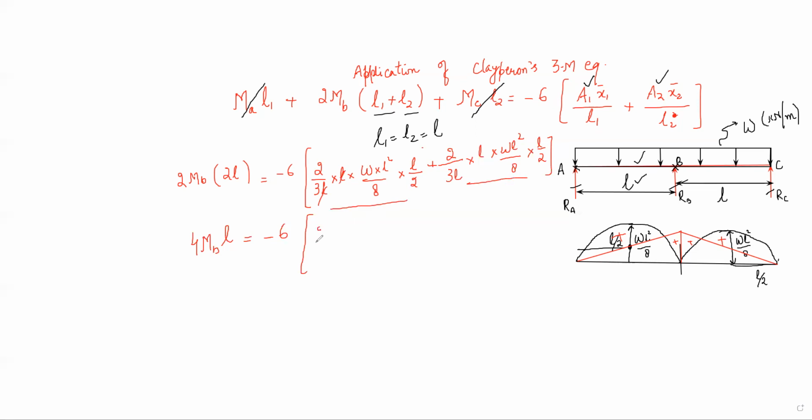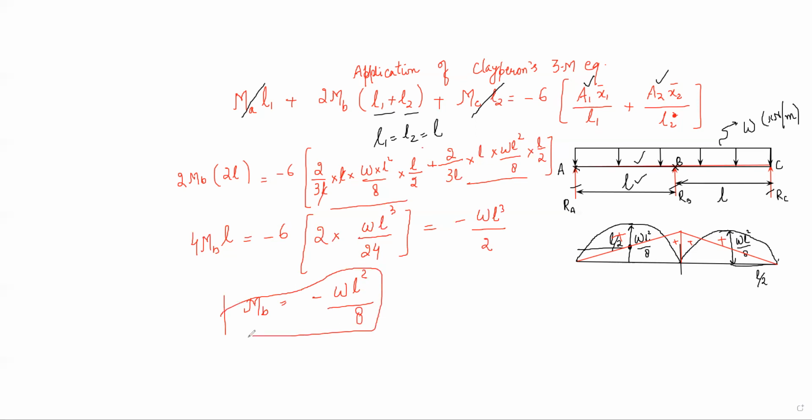So I can write this as 2 times W L cube divided by 24. So that will be minus WL cube divided by 2. So MB will become equal to minus WL square divided by 8. This is the value of MB. Okay. Now do one thing.